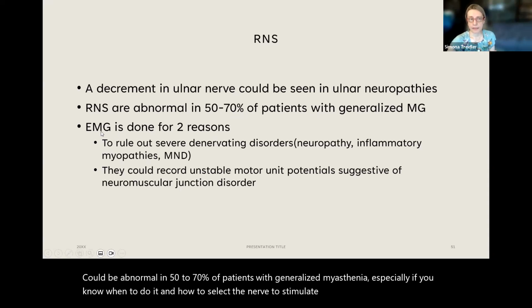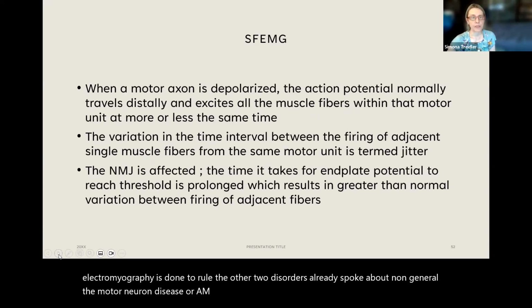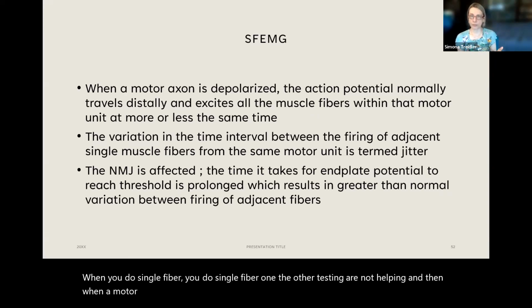And the electromyography is done to rule out the other two disorders we already spoke about, now in general, the motor neuron disease or a myopathy. When you do single fiber, you do single fiber when the other testing are not helping, and then when a motor axon is depolarized, the action potential normally travels distally and excites all the muscle fibers within that motor unit.